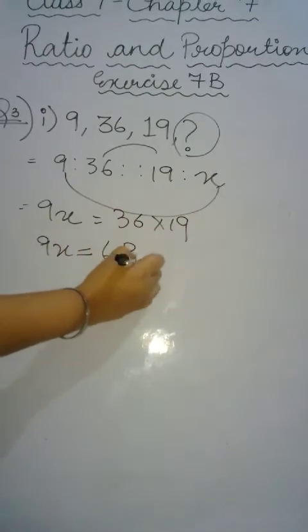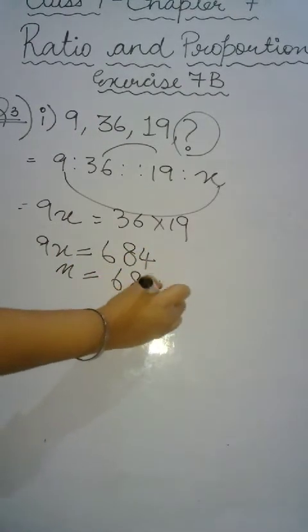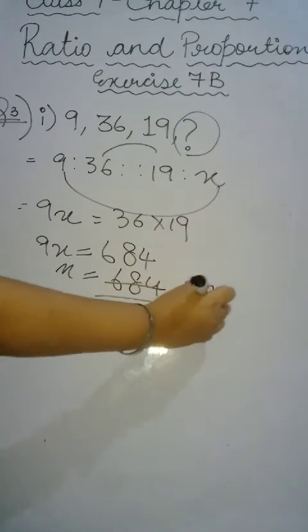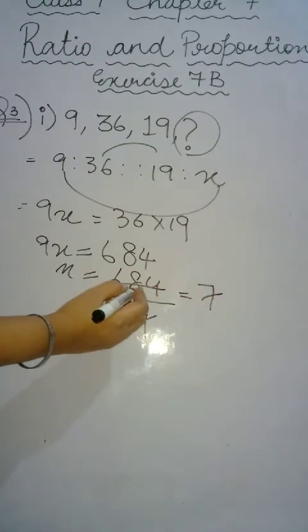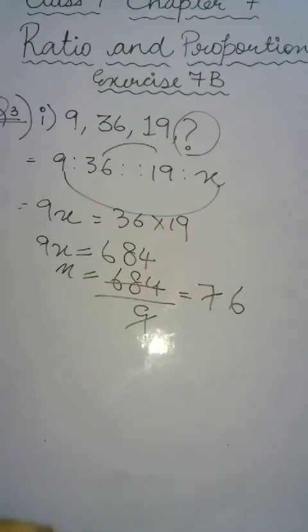This will give you 684. x will remain over here, 684 upon 9. 9 sevens are 63. What is left with you? 54. 9 6s are 54. So 76 will be your answer.